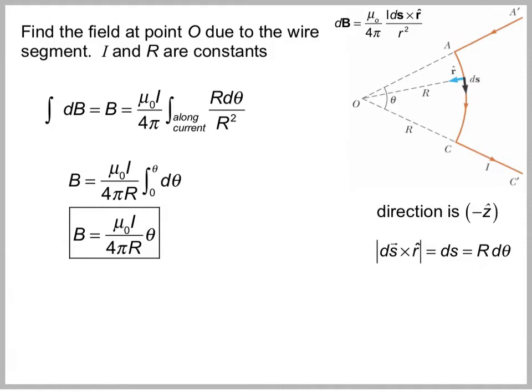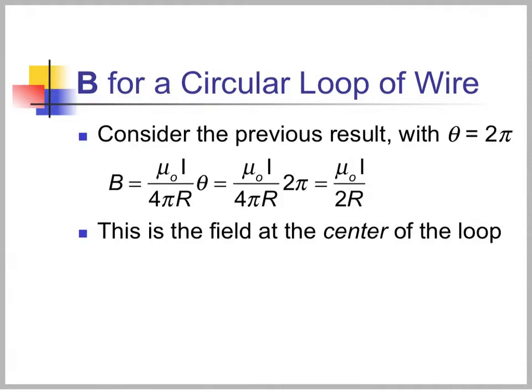Now I can continue this and consider the magnetic field at the center of a circular loop, where theta just goes to 2 pi. And if that's the case, then when I plug in 2 pi for theta, I get that the magnetic field at the center of a circle due to a current in it is mu naught I over 2r.